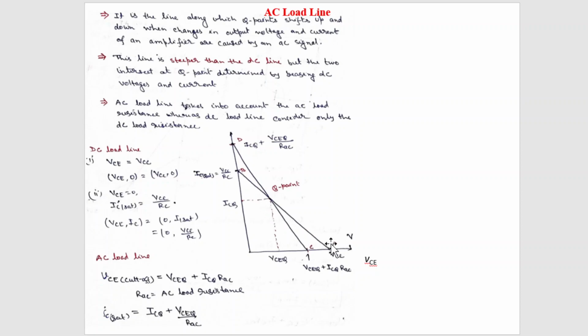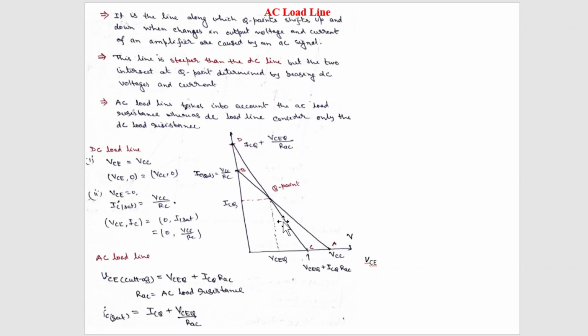Once we are able to determine the DC load line for a given transistor biased with any particular configuration, then it is very easy to draw the AC load line. So for drawing the AC load line, we need to remember these two formulas. Again, we require two end points in order to draw the AC load line. Let us say the first end point is C, another end point is D.